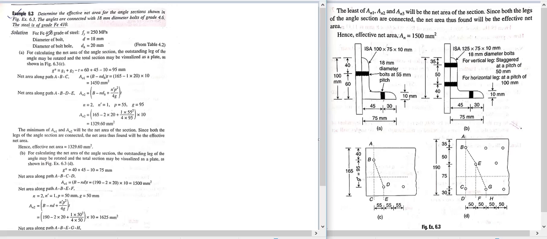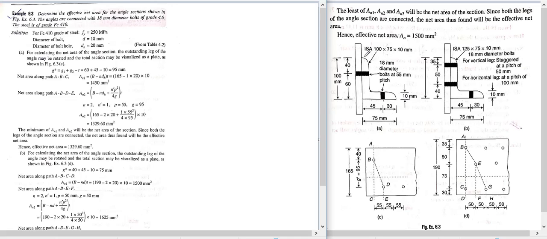Okay, so let us concentrate on the figure first. Here on this side there is an angle section ISA 175 into 10. This is 100, this is 75. Okay, and the thickness is 10. So this view is from the front side. You can see from the right side also. Okay, so you will see an angle section. So this is a 3D figure.